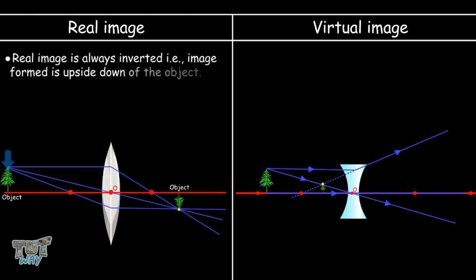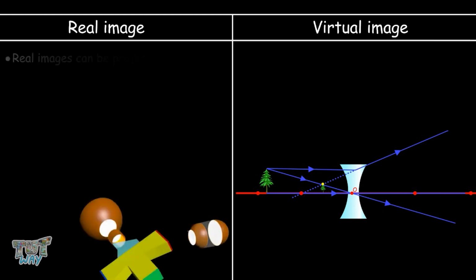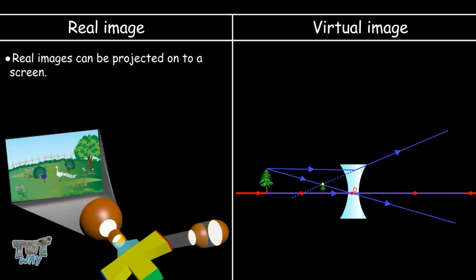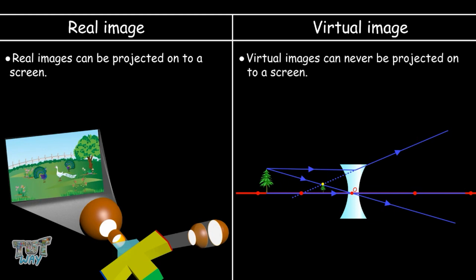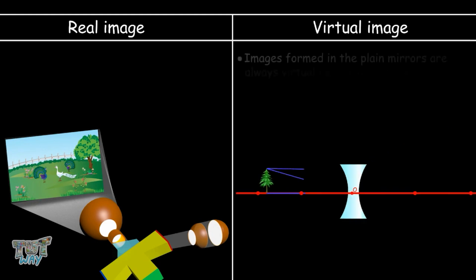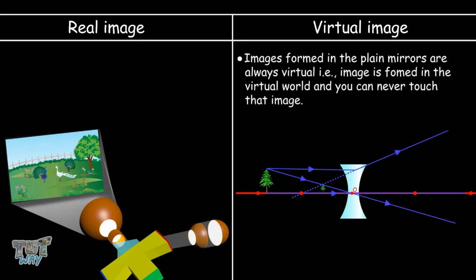A real image is always inverted. That is, the image formed is upside down. And a virtual image is always going to be upright. Real images can be projected onto a screen, but virtual images can never be projected onto a screen. Images formed in the plane mirror are always virtual. So, the image is formed in the virtual world, and you can never touch that image.